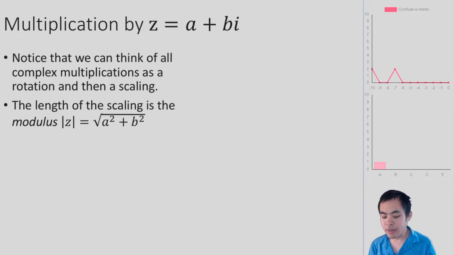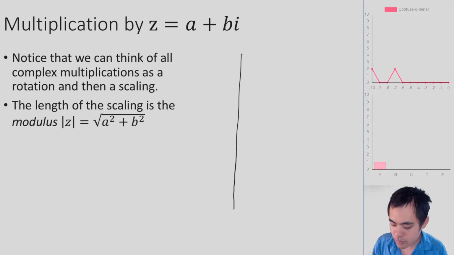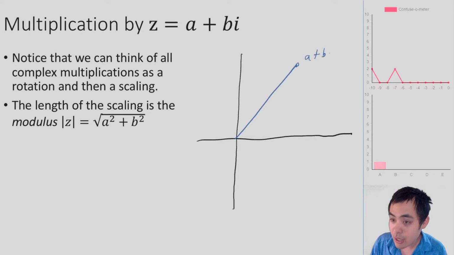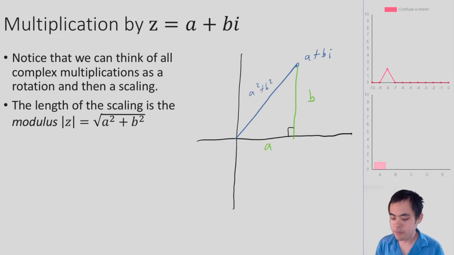So the length of the scaling is just what's called the modulus. Sometimes you call it the absolute value, but it's just the length of the vector a plus bi. If we draw out this point a plus bi, this side here is going to be equal to b, and this side is going to be equal to a. Since this is a right triangle, by the Pythagorean theorem the length is the square root of a squared plus b squared.